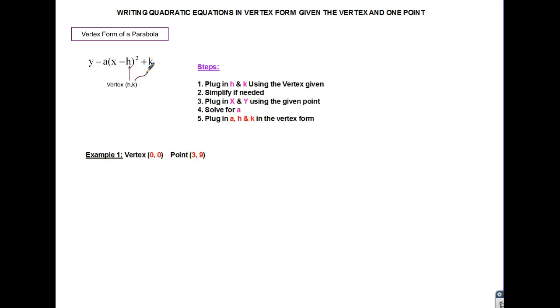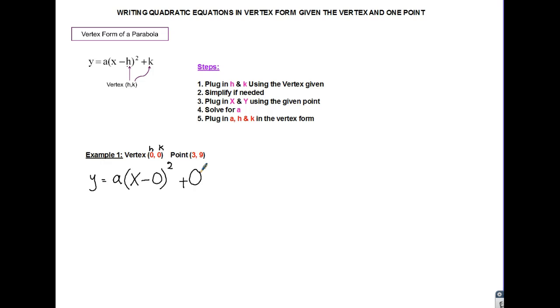Well, the steps are as follows. First, you need to plug in h and k using the vertex given. So, you need to label h and k. Then write the formula. y equals a times x minus h, in this case h is 0, all squared, plus k. k is also 0.